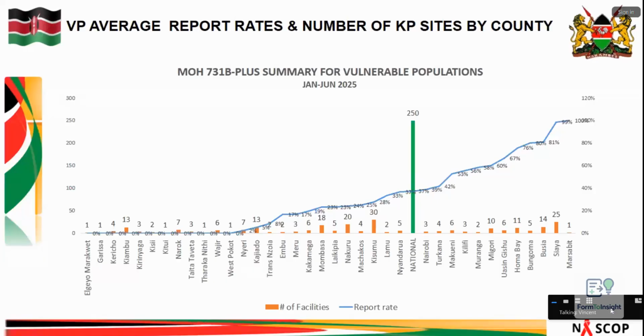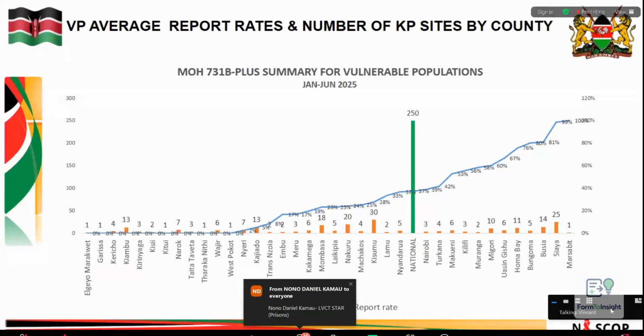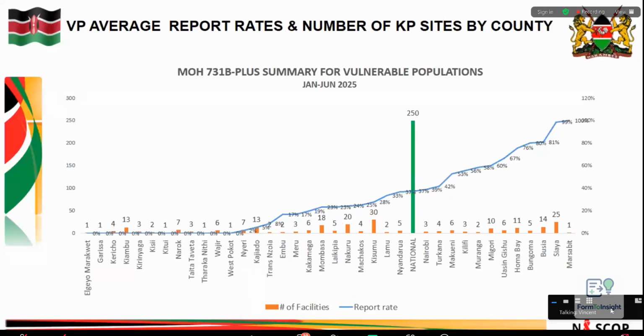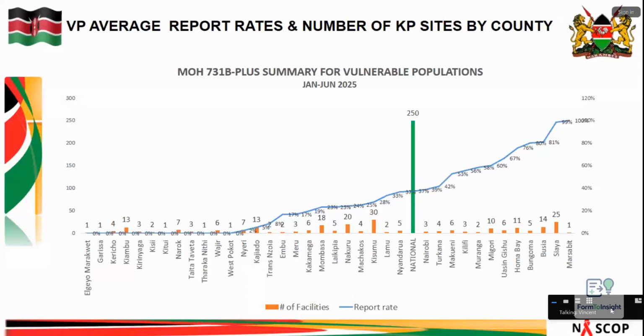Wajir, West Pokot, and even Nyeri. No, Nyeri is doing 2% for the vulnerable population. There has also been an issue on KHIS where counties are allocating the wrong data sets. Remember, if a county is implementing KP, it needs to allocate the KP data set, but you find them allocating a VP data set. So we need to be careful when allocating data sets at county level. Let's ensure that we allocate the correct data set.